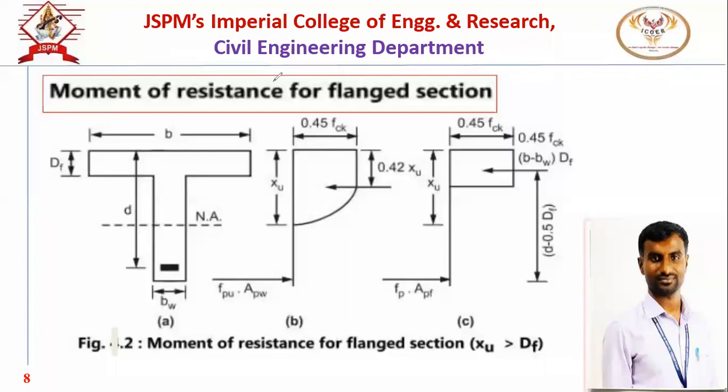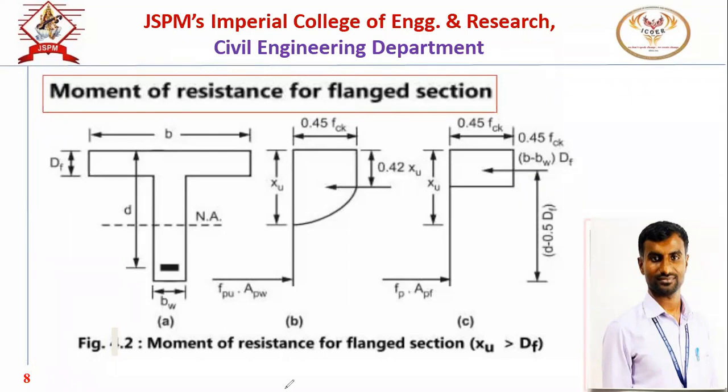In the previous session, we discussed the moment of resistance of a rectangular section. So for a rectangular section, what will be the moment of resistance? That equation we have discussed. And in this session, we will discuss how to find the moment of resistance for a flange section. It may be a T section or an I section.